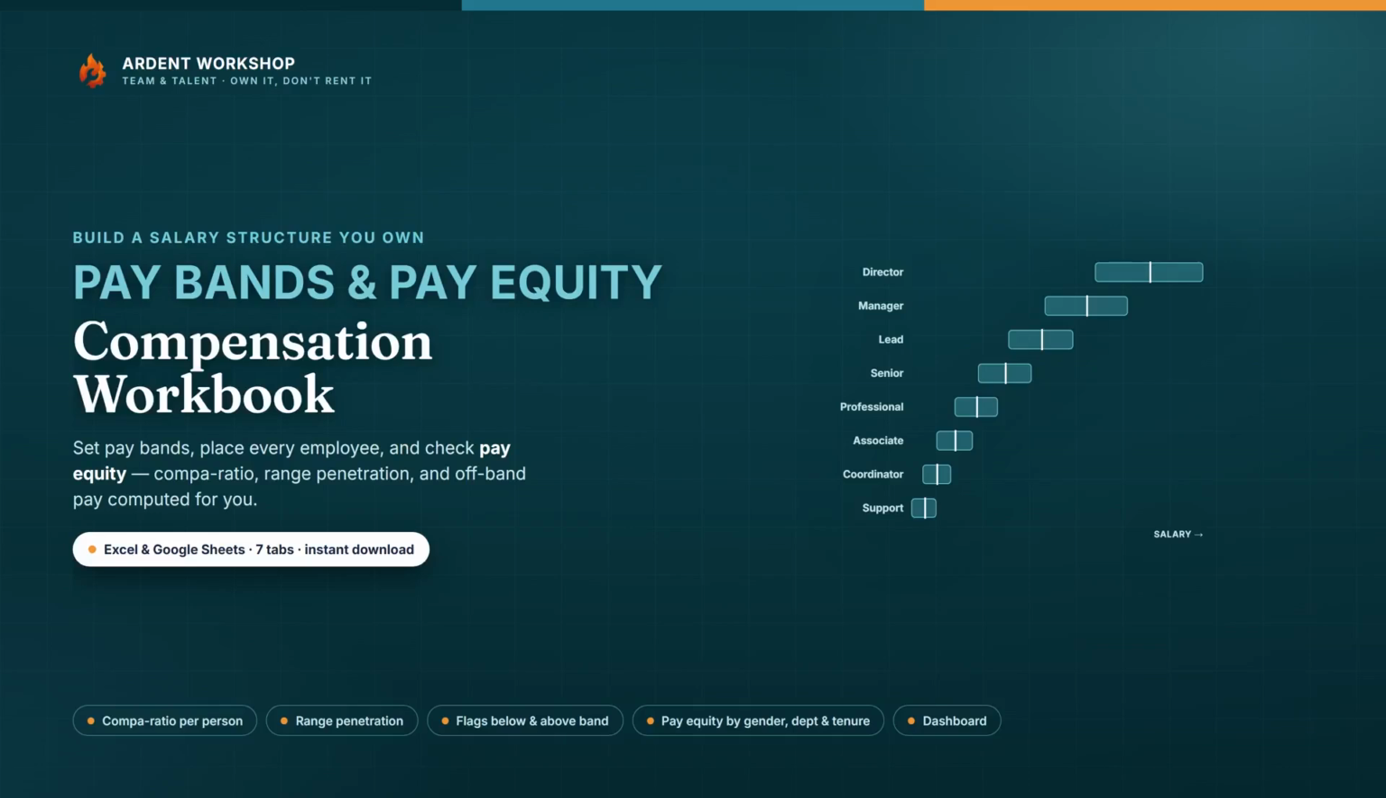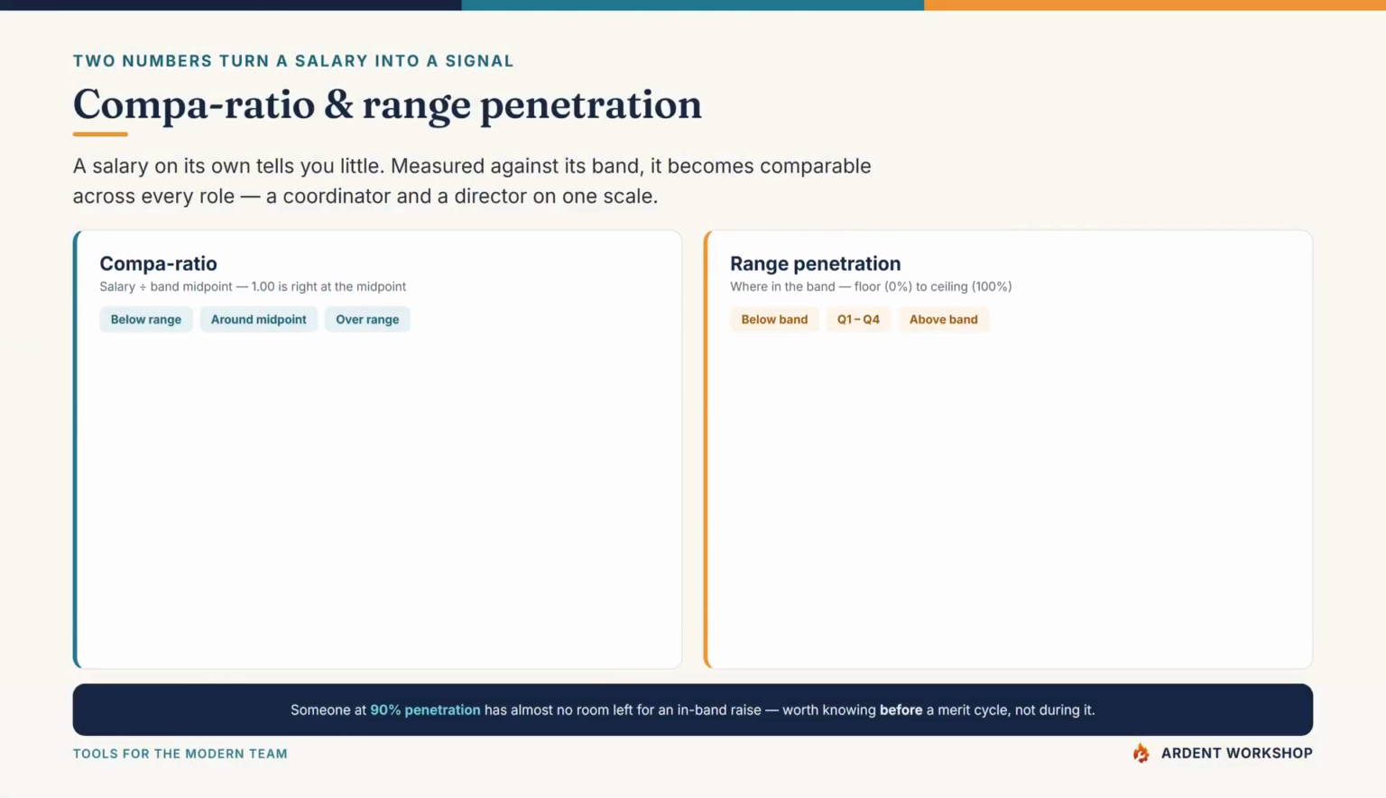Most small teams pay people one decision at a time, with no real structure underneath. This is the Compensation Pay Band and Pay Equity Workbook for Excel and Google Sheets. It gives you a salary structure you own, places every employee against it, and screens your pay for equity. No compensation platform and no consultant. It runs on two simple numbers.